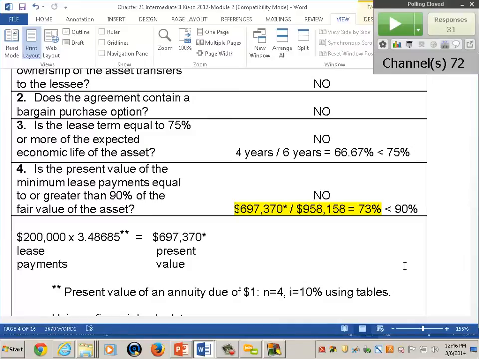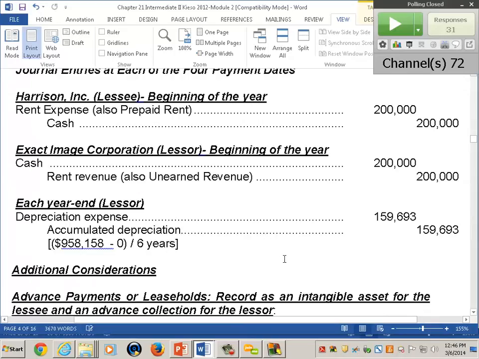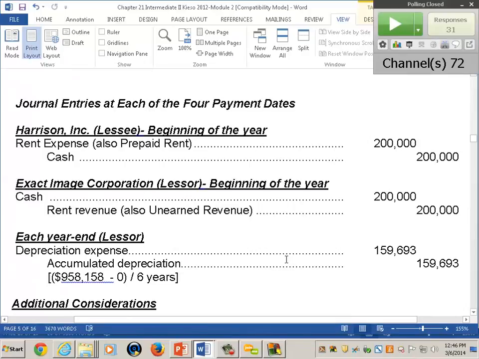All right. So in this case, it is an operating lease, and we would make the entries. As I said, some textbooks say that it should be prepaid rent because you're paying it at the beginning of the year. So on the next page, for the lessee, you debit rent expense, credit cash. For the lessor, you would debit cash and credit rent revenue. Again, you could also use unearned revenue and then amortize it at the end of the year.